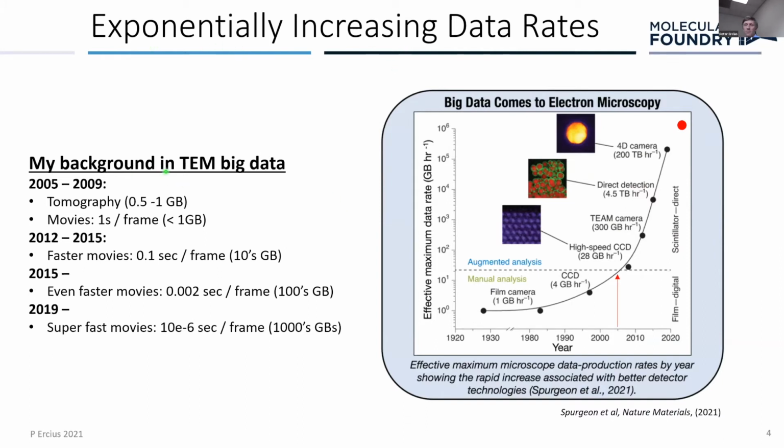So my background in TEM big data is I started kind of in 2005 working with what were big data sets back then. And it was electron tomography. So these were like less than a gigabyte a piece, but that was huge in 2005. You could barely fit that in a computer memory. So we were also taking movies at about 1 second per frame. In 2012, 2015, there was a big change in that we get these new detectors that are based on CMOS, and they can run at about a millisecond.